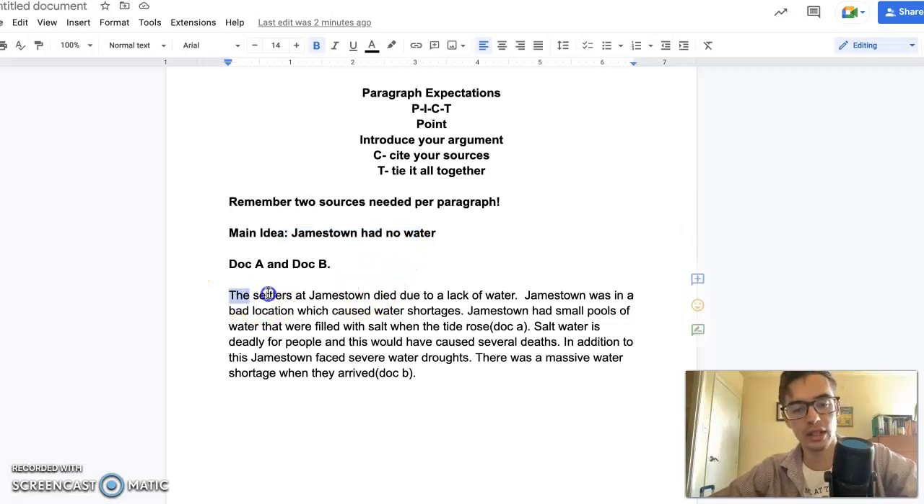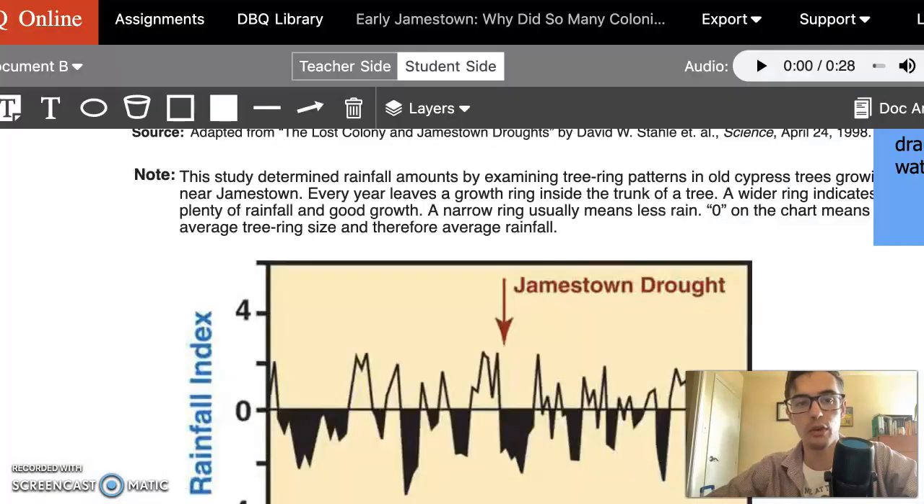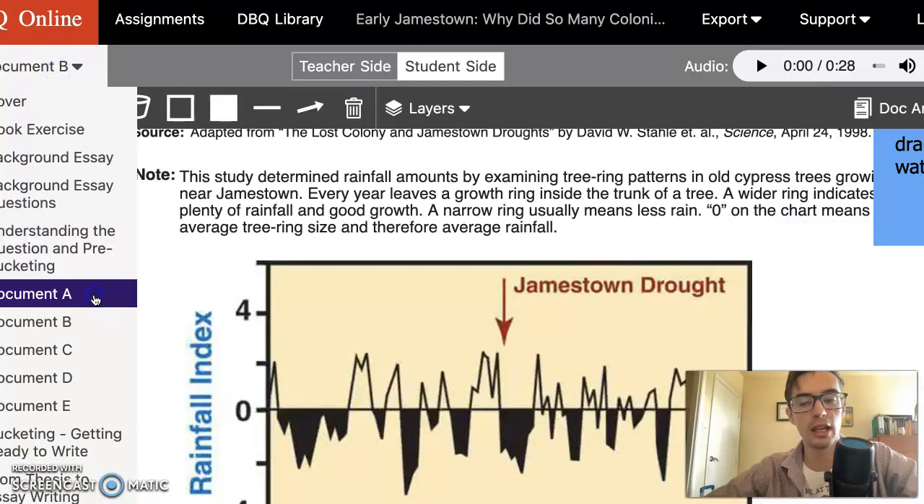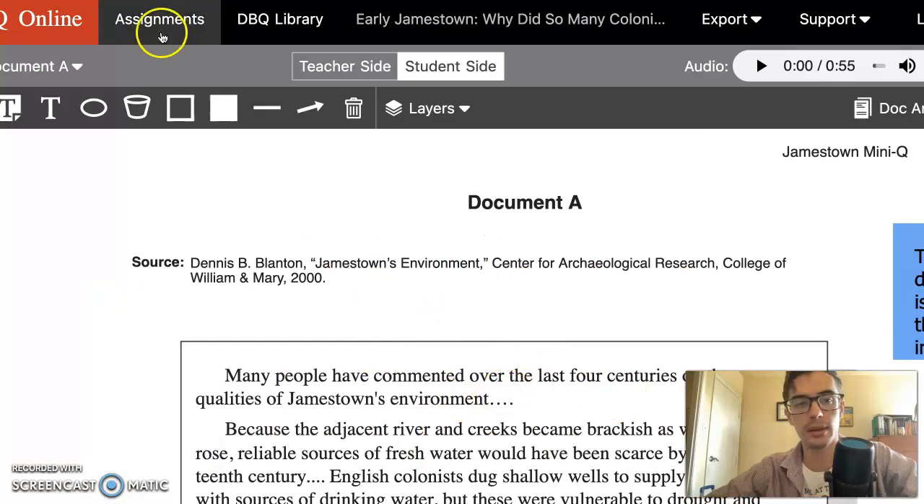So my point: the settlers at Jamestown died due to a lack of water. Okay, so I start by introducing my argument. Then I say Jamestown was in a bad location which caused water shortages. That's going to be the main point of my argument. Jamestown had small pools of water that were filled with salt when the tide rose. And if we remember, that came from document A that talked about the brackish water.